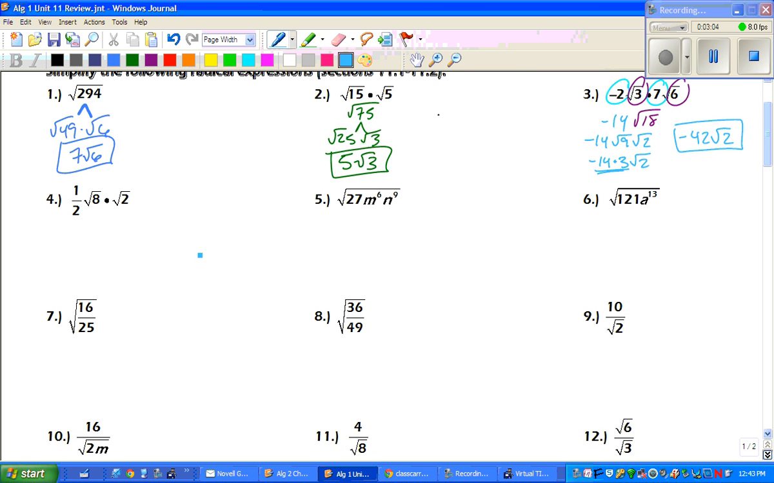All right, number 4. We need to multiply inside with inside, outside with outside. So this actually breaks down into 1/2 times 16, because 8 times 2 is 16. The square root of 16 is 4, and then half of 4 is 2.